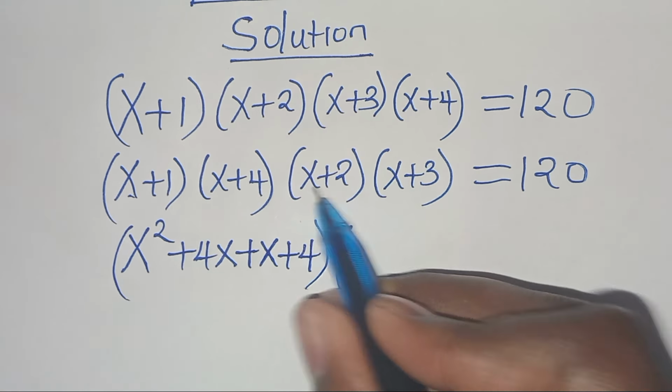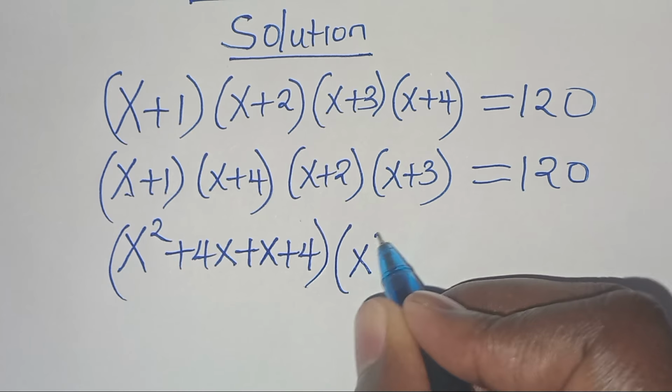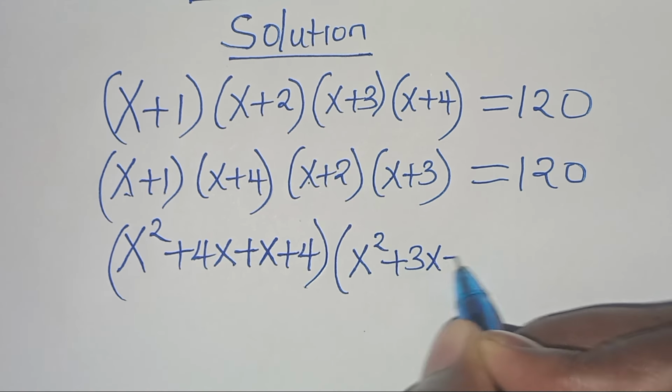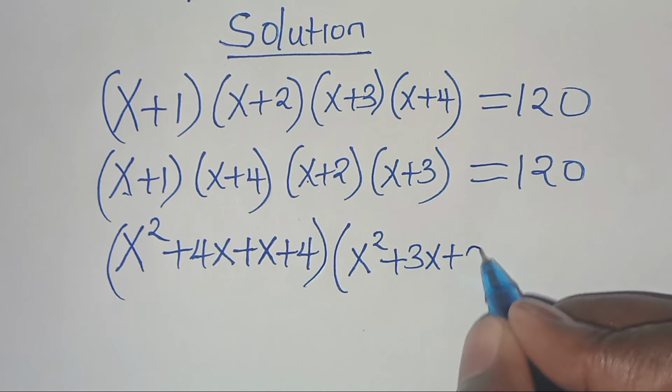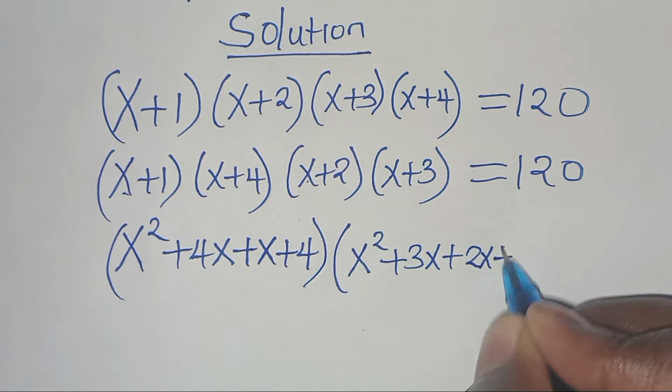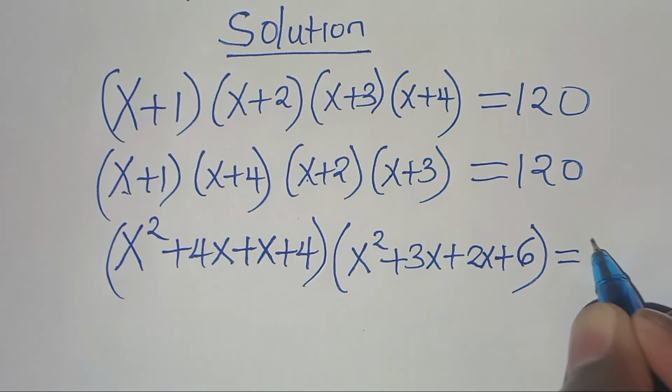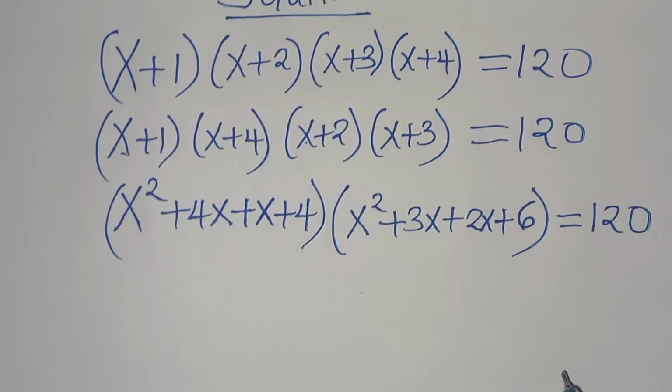Then here we have x times x. This is x squared. Then x times 3. This is plus 3x. Then plus 2 times x. This is 2x. Then plus 2 times 3. This is 6. Close the parentheses. Then this is equal to 120.